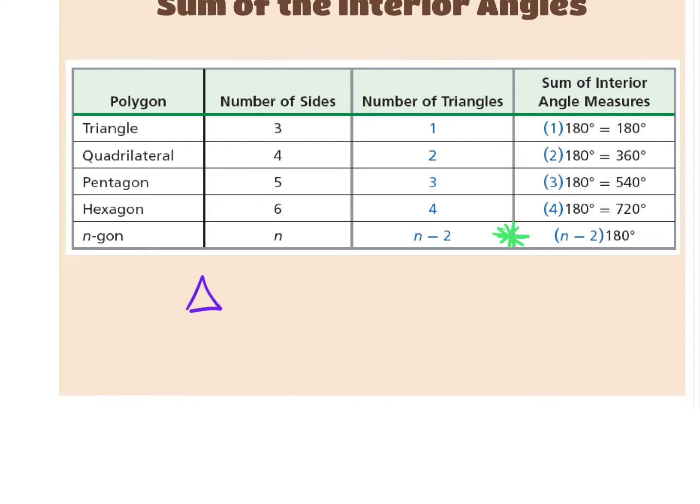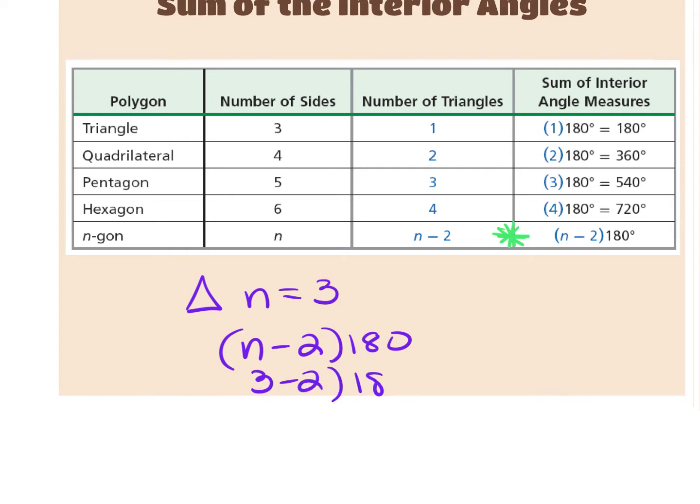So remember, a triangle, my n value is the number of sides. So a triangle has 3 sides. So if I plug it into the formula, n minus 2 times 180, I get 3 minus 2 times 180. 3 minus 2 is 1. 1 times 180. And the 3 angles of a triangle, their sum equals 180. This will work for any polygon.